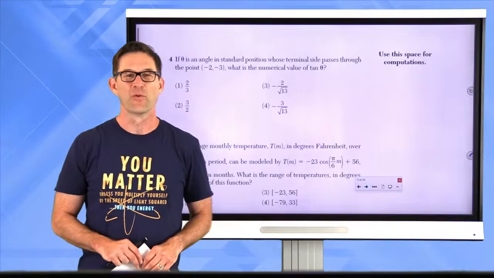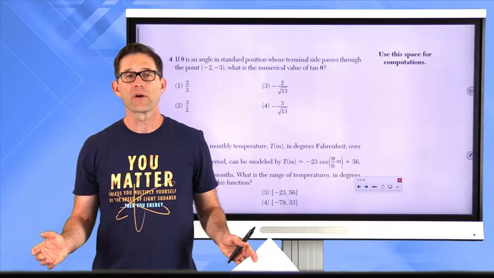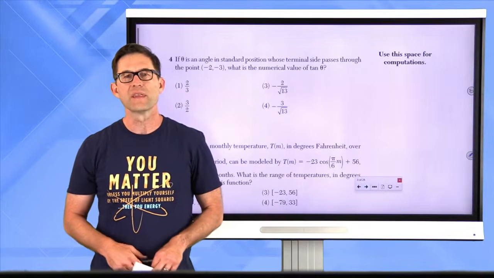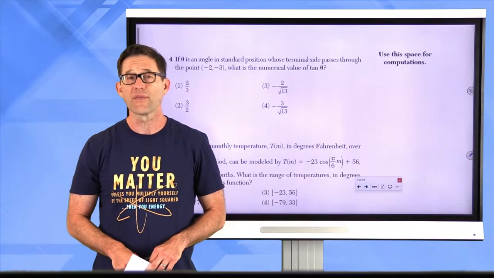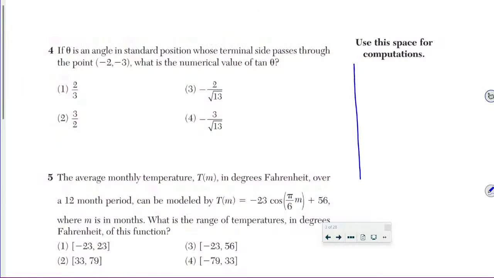All right, number 4. If theta is an angle in standard position whose terminal side passes through the point negative 2, 3, what is the numerical value of tan theta? This is a very fair question. It's our first trig question on the thing. The one thing I don't love about this is that they've oriented us on a circle that is not the unit circle, but that's okay. We can still think about it quite similarly.